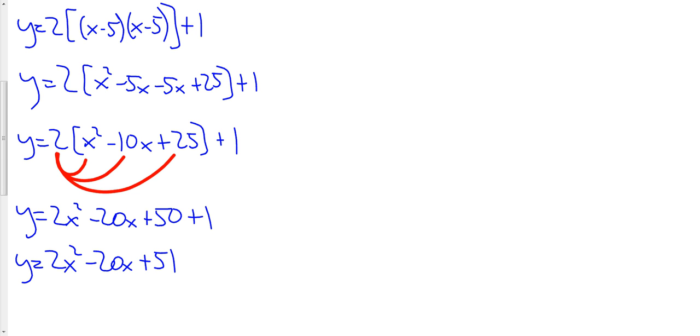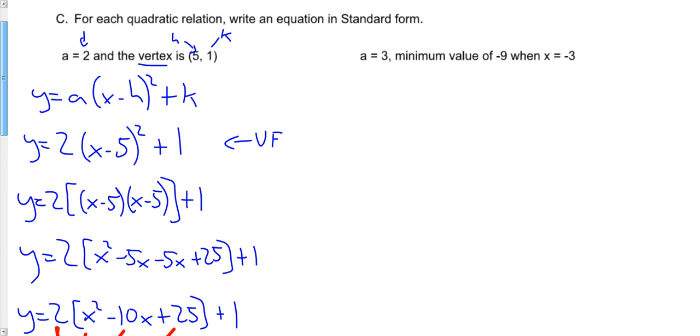Okay. I want to go back and show you a second example, just on the right-hand side. In this case, we have a is equal to 3, so we know what our a value is. And it says that the minimum value is negative 9. The minimum value is always given to you by the k value. So we know that our k value is negative 9. We know that the minimum value happens when x is equal to negative 3. The minimum value on a parabola only ever happens at the vertex. So if the k value is negative 9 and it happens at x equals negative 3, then that happens to be your h value.